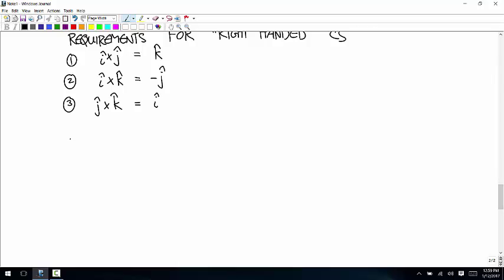Any questions about that? So if you use a coordinate system that doesn't meet these three requirements, then things are going to go haywire in your calculations. It's not an acceptable coordinate system.